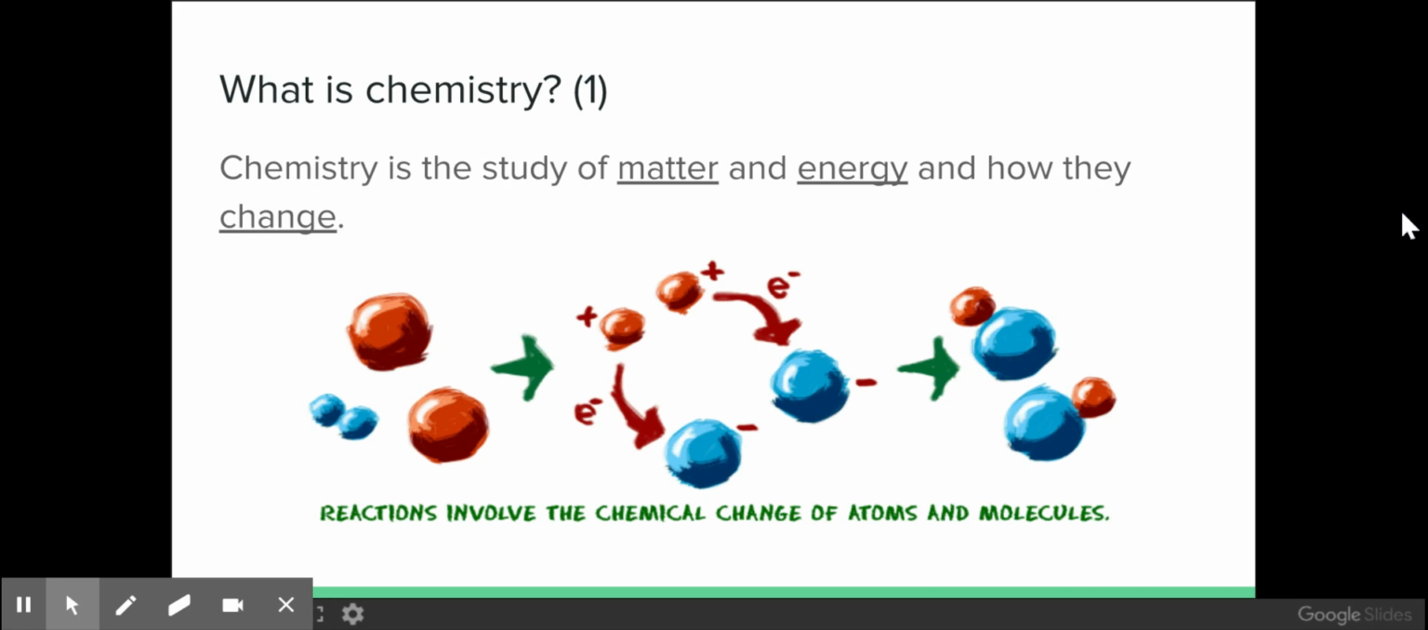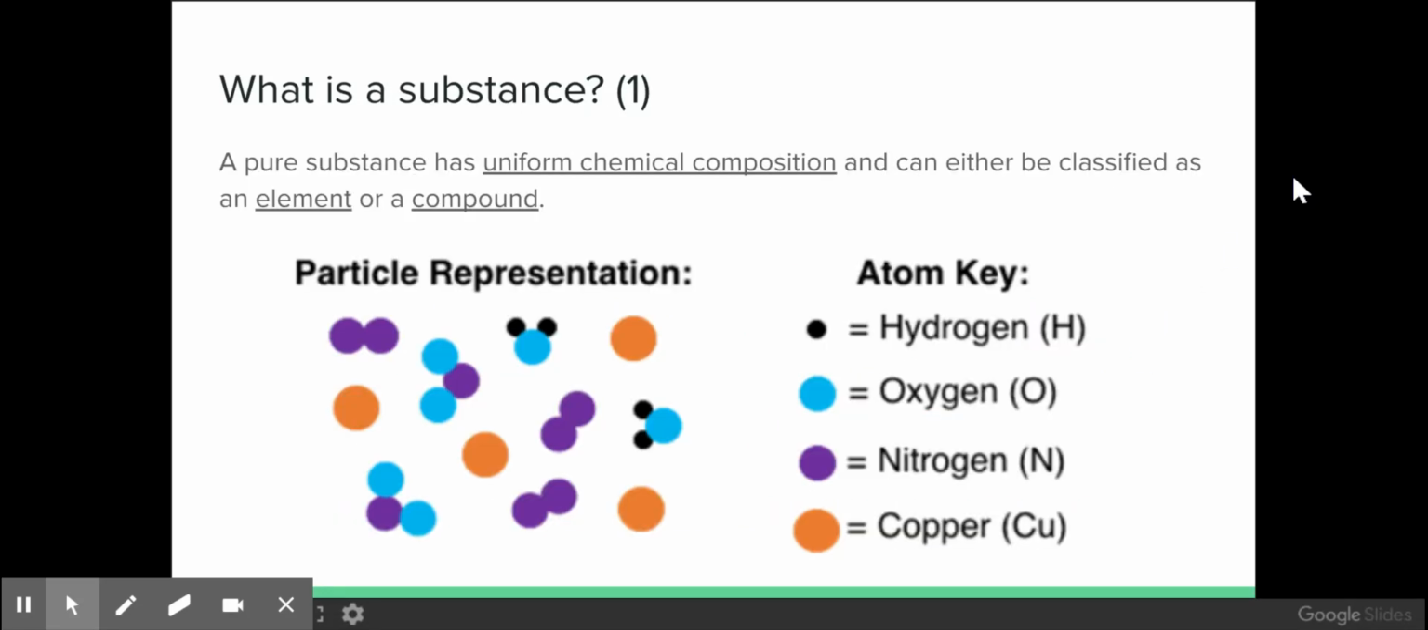So what is chemistry? Chemistry is the study of matter and energy and how they change. Atoms are connected by chemical bonds. We break those chemical bonds, we form new substances, and we end up with chemical change, entirely new chemical formulas.